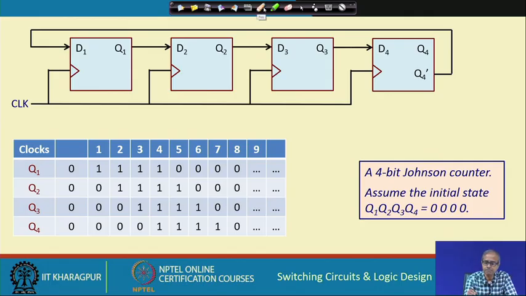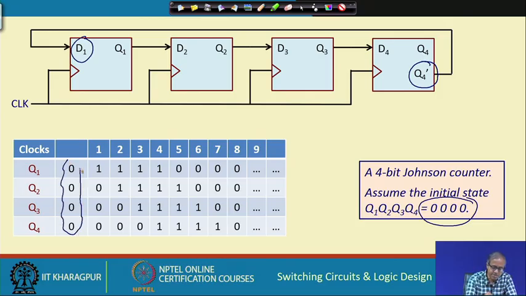There are 4 flip flops. As you can see, I have connected the Q bar of the last flip flop to the D input of the first flip flop, and I am showing in the sequence of clock pulses what is happening. I am assuming that the initial state is all 0. So, in this table, initially the outputs are all zeros, 0 0 0 0.